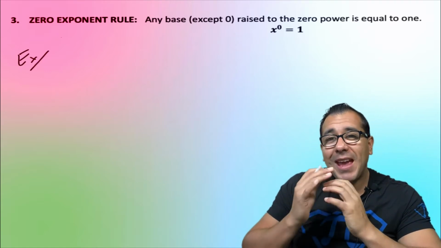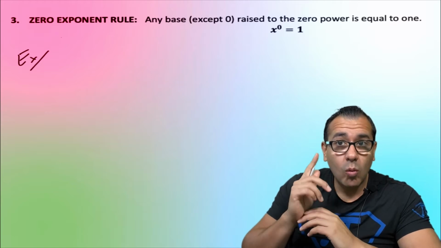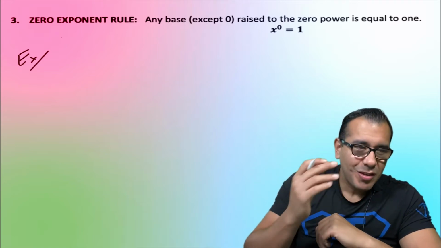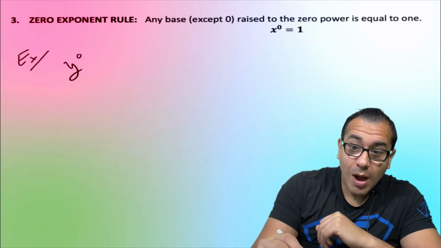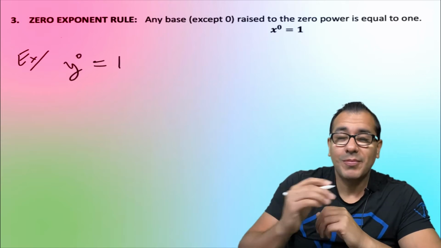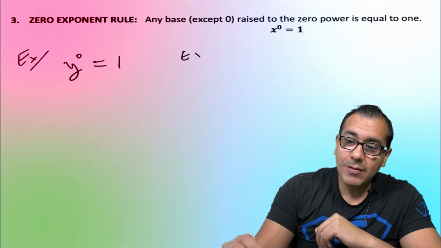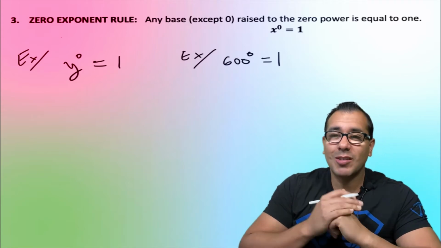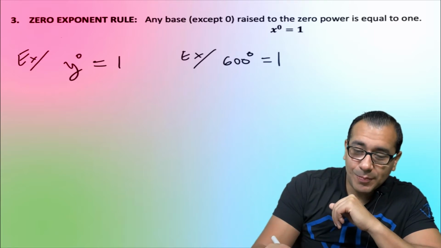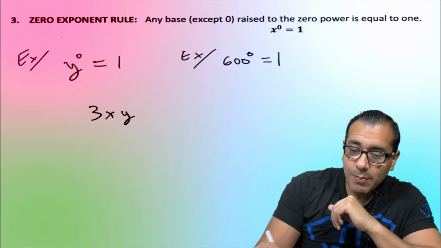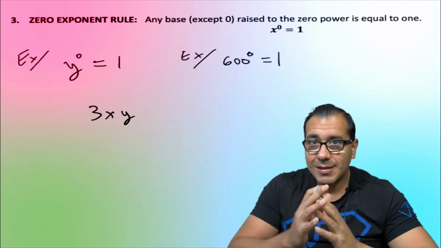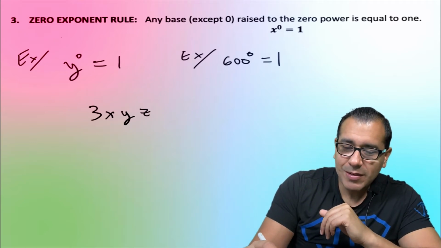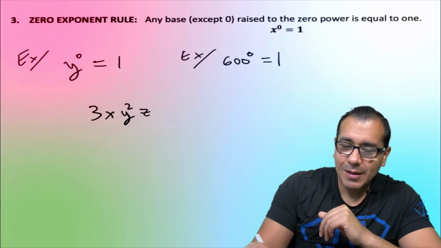So check it out. Anything raised to the power of 0 is 1, except 0, of course. So let's say we have y raised to the power of 0. Well, that's just 1. What if we have 600 to the power of 0? Well, that's just 1. And one thing that people mess up all the time, and I'm going to reiterate this at the end of the video, that's so important, is say we have something like this, and then raise it to the power of 0.